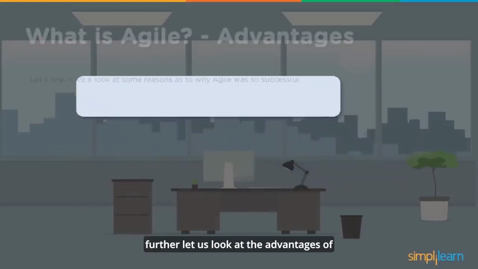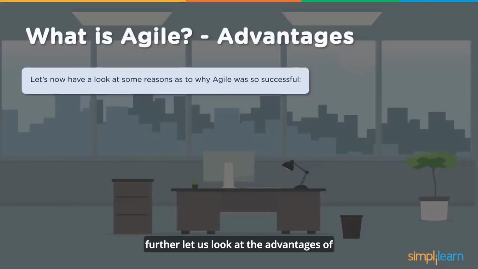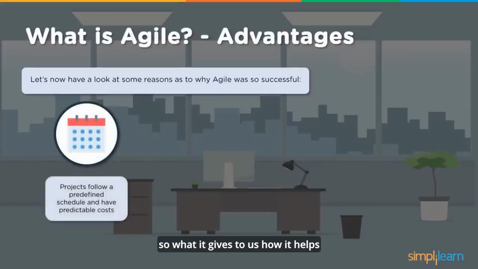Further, let us look at the advantages of using Agile. What it gives us, how it helps. In an organization which follows Agile methodologies, projects follow a predefined schedule and have a predictable cost. But wherever changes are required, wherever the direction needs to be changed to adapt to the changed scenario, Agile helps us. It gives that flexibility.